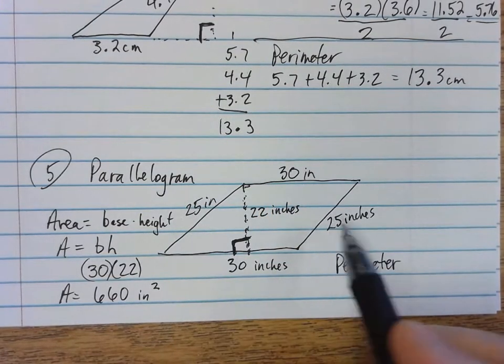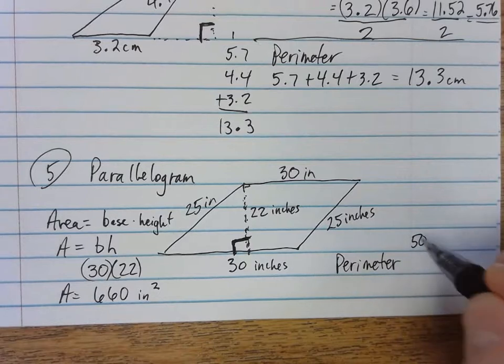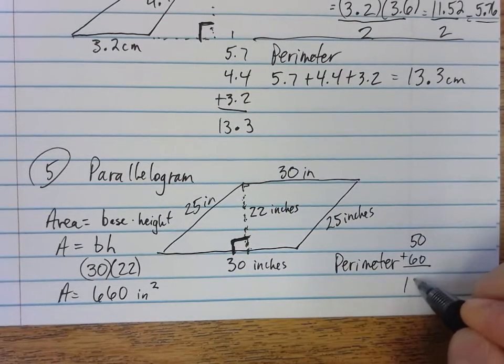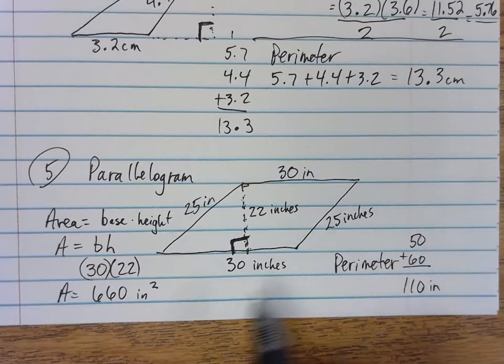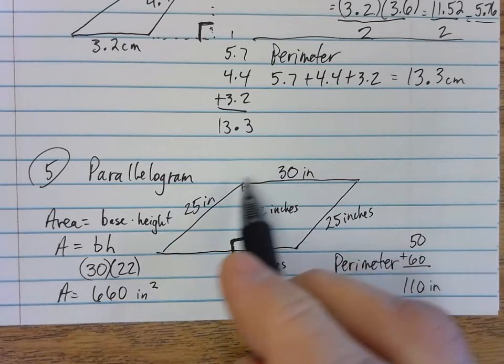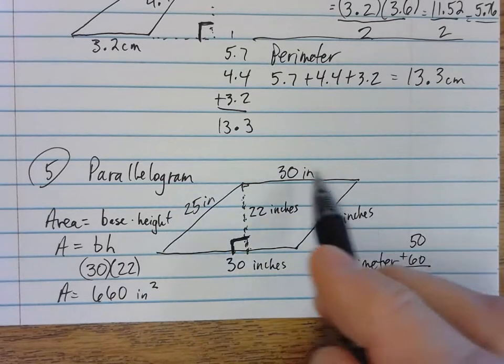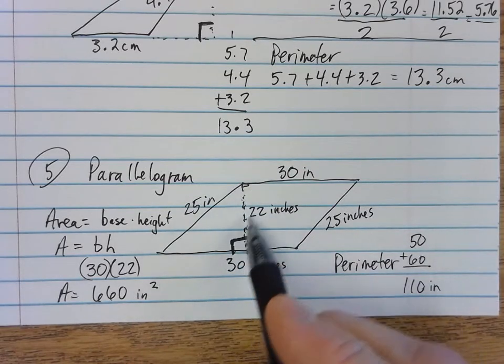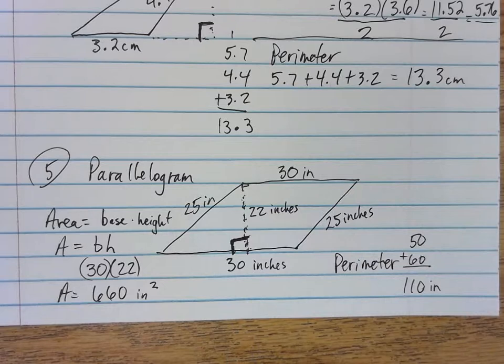So 25 plus 25, of course, is 50. And 30 plus 30 is 60. And so if I added up, the perimeter for this would be 110 inches. Okay, just add up the 4 outside parts of the parallelogram. Don't use the height. When you're using the perimeter, you don't use the height. You're just doing the 4 outside parts. All right, we got that.